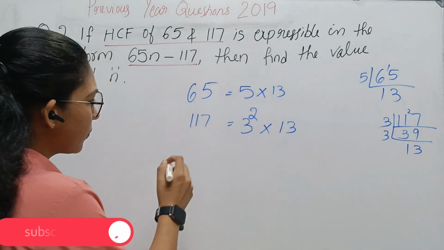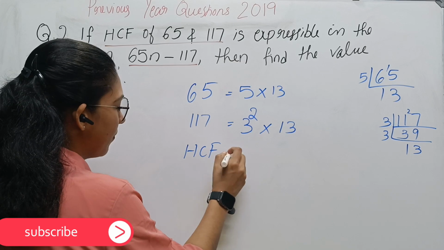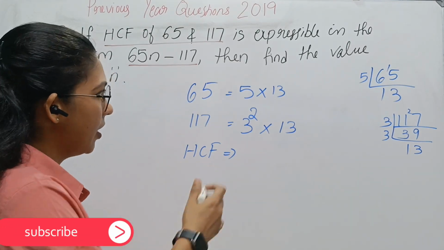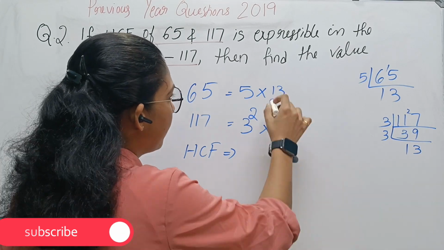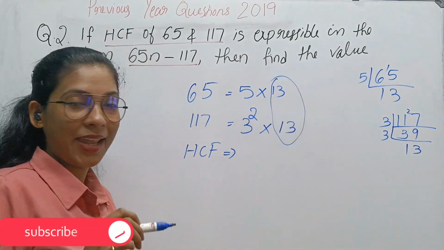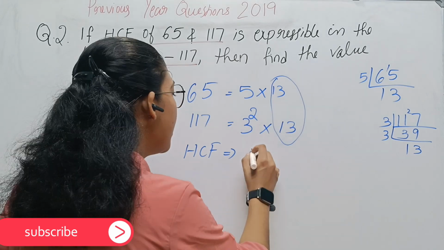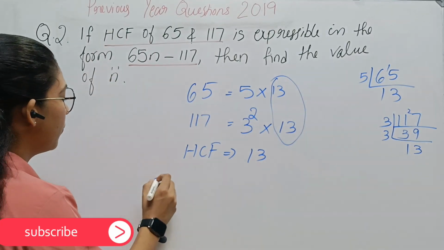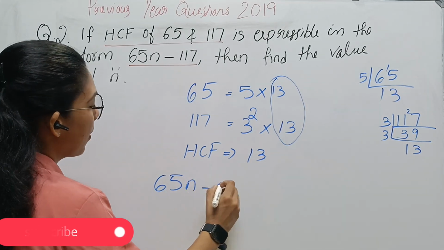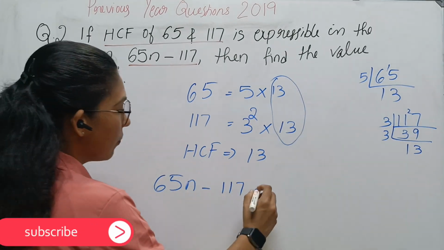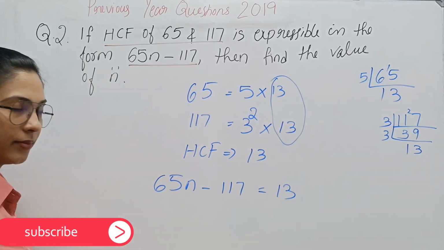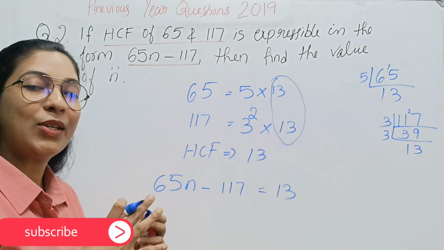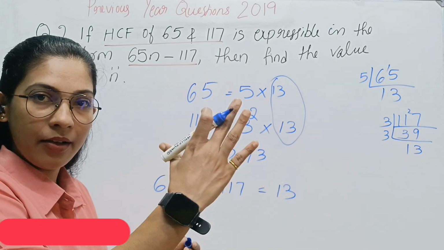Now what is HCF? HCF is the product of common factors with the least power. So 13 should be taken as the HCF of these two numbers. So HCF is 13. Now there is an expression for HCF, which is 65n minus 117, which is equal to 13. So we can equate this expression with the HCF.